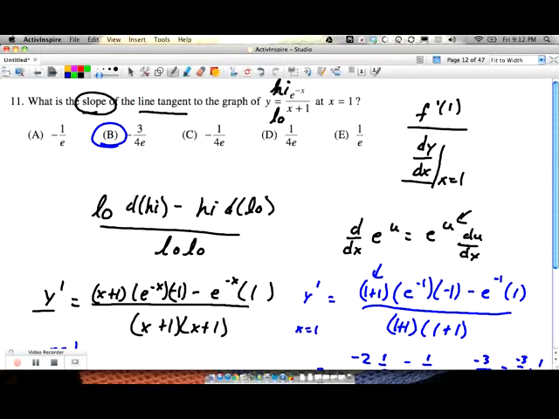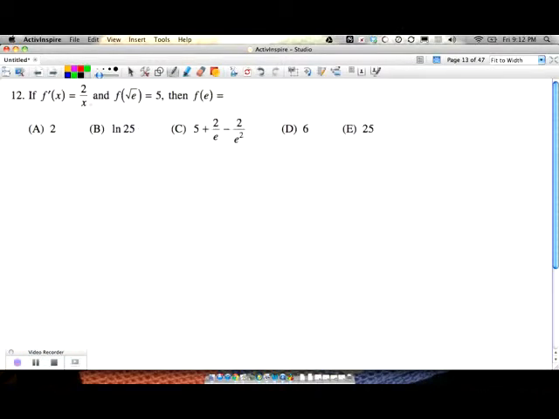Next, number 12. If f prime of x equals 2 over x and f of the square root of e equals 5, then f of e equals, ooh, this is trouble. Let's see, there's our derivative. All right, we can do the antiderivative.